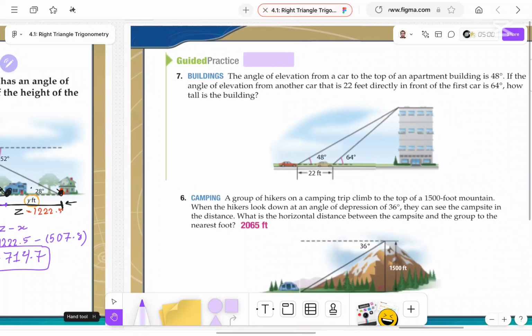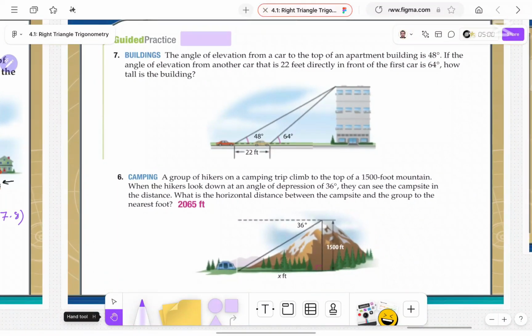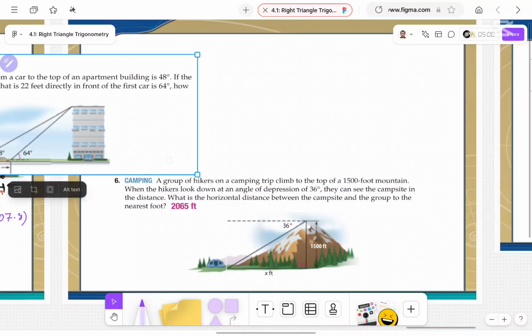We finished the lesson. We have here some exercises for you. Try to solve these two questions by yourself. And if you need help, please let me know. That's it for today. Try now.